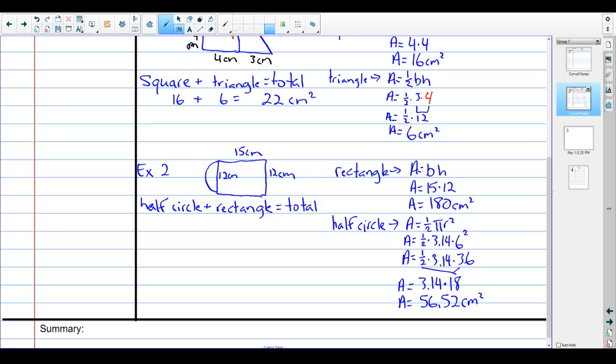This is our work for example 2. Alright, I'm gonna press forward. I'm just gonna try to finish this up. So let's do example 3.